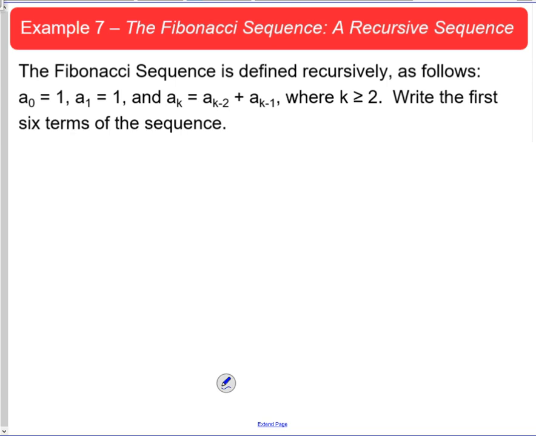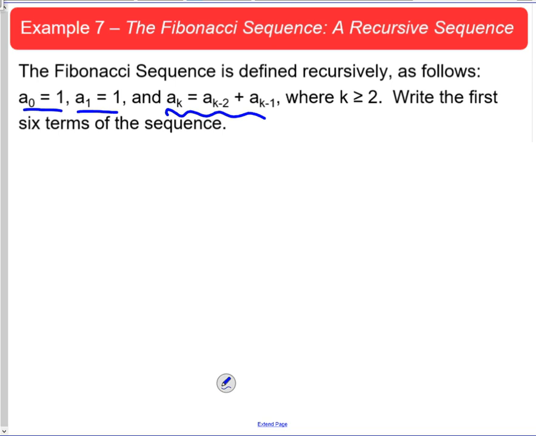Now we have the Fibonacci sequence, and the Fibonacci sequence is only defined recursively. They give us the 0 term being 1, the first term being 1, and they say, hey, if you want the kth term, any term that you want there, you're going to take the term that came 2 before it, add on the term that came right before it, and that will give you the next term. That will give you the kth term.